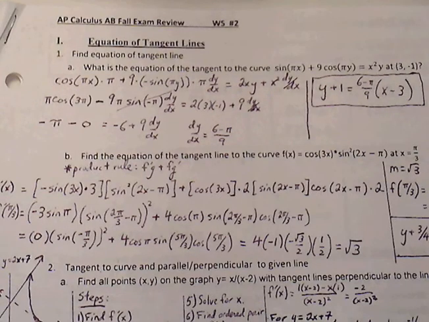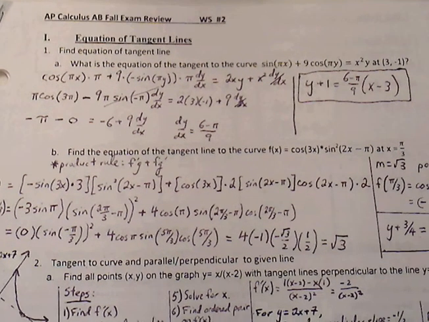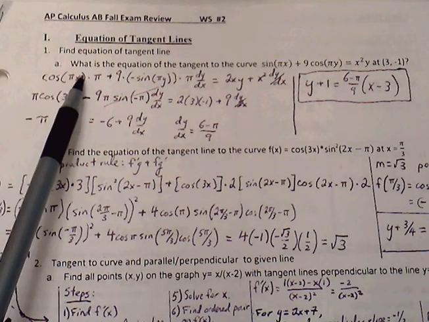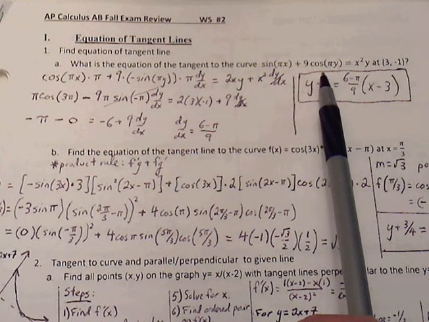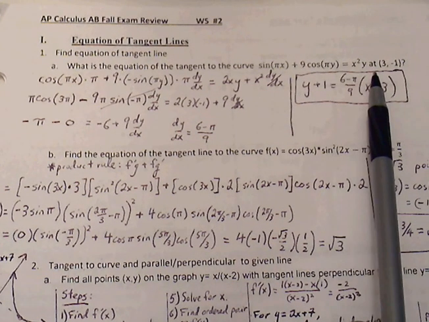Alright, this is Fall Exam Review, Worksheet 2. Let's look at some problems dealing with equation of tangent lines. So for number 1, what's the equation of the tangent line to the curve sine pi x plus 9 cosine of pi y is equal to x squared y at (3, -1)?